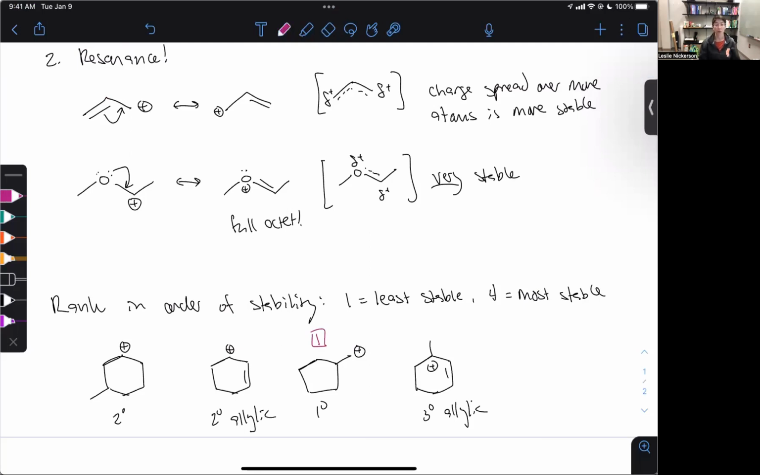Next up, I've got two secondaries and a tertiary. Looking at the secondary and the secondary allylic, the allylic one is going to have the edge over that secondary carbocation. So the plain secondary is going to be less stable, so it is number 2. Then for number 3, I have to decide between a secondary allylic and a tertiary allylic. Nothing is going to beat tertiary allylic. So then I have that.